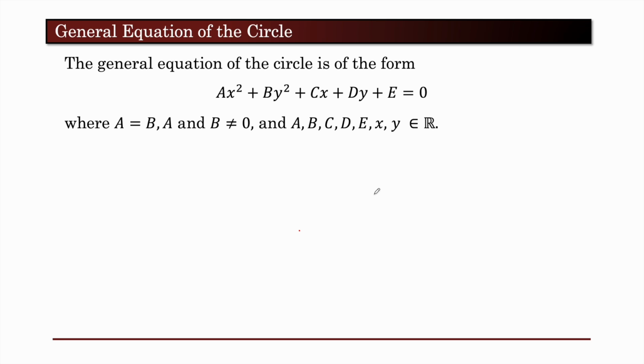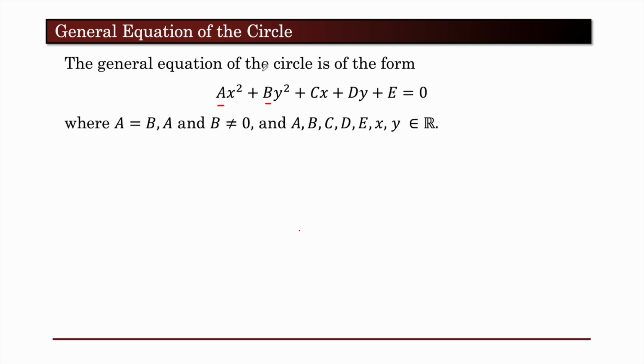Now, we have lots of variables here, but I will try to explain that. A and b. So, this is your a, this is your b. It should be equal. Okay, that's the first condition. If a is not equal to b, it is not a circle. Take note of that.